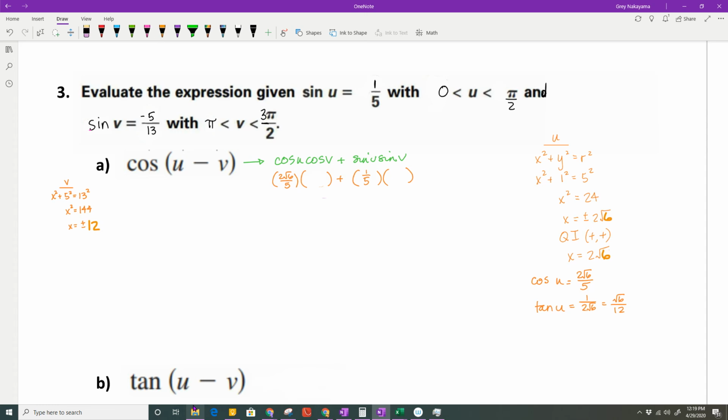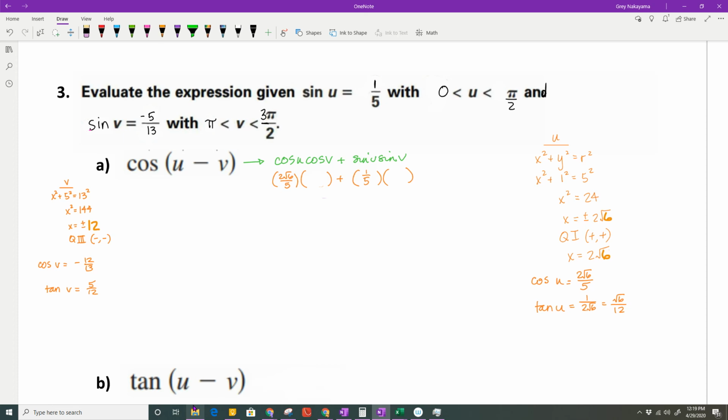Anyway, so what quadrant is v in? It's between pi and 3 pi over 2, which is the third quadrant. So I have negative, negative, and that means that my x value is negative. So my cosine is going to be negative 12 over 13, and my tangent is going to be negative 5 over negative 12, which becomes positive 5 over 12. And I did the tangent, y'all, mainly because we have to do it in the next problem. You could have clearly stopped at the cosine.